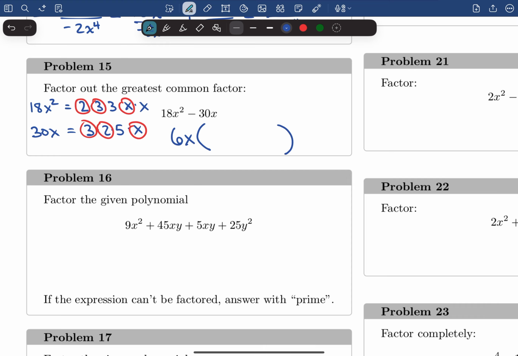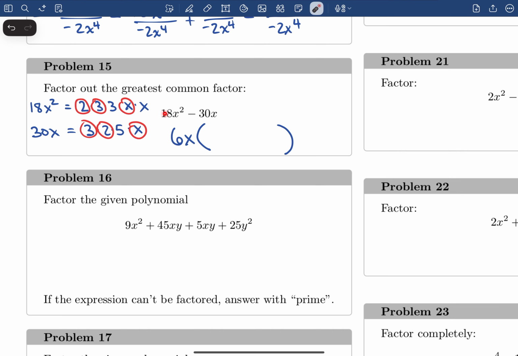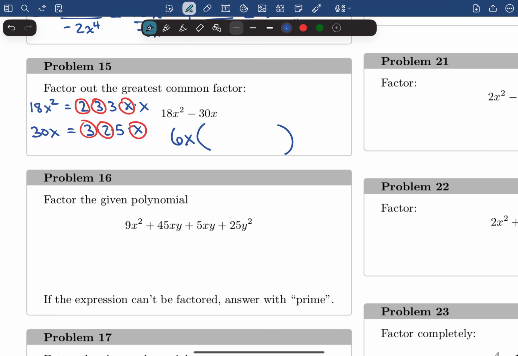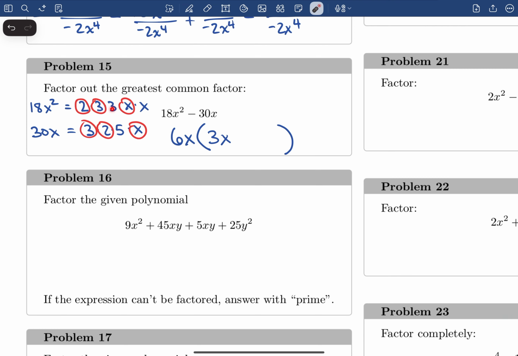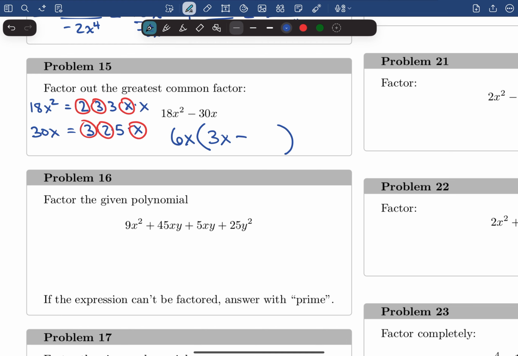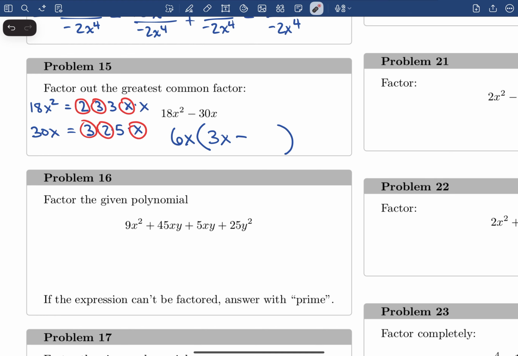And I have a binomial left inside, right? So if I take 18x squared and I divide out 6x, well, I'm left with 3x. And we can see that in our list here. 3 and x are the only things left over from 18x squared. So I write it here. And then I have a minus sign because there was subtraction there. And I didn't factor out a negative, so that minus sign is still there.